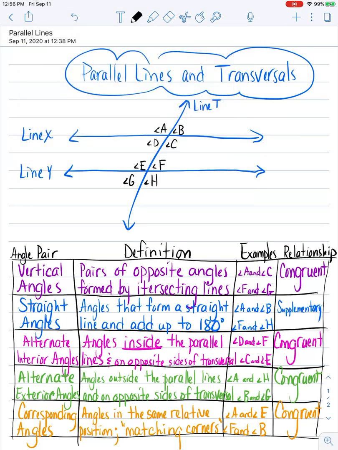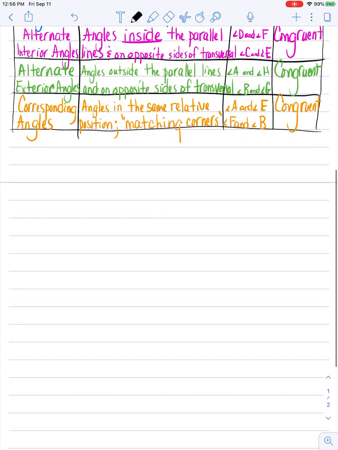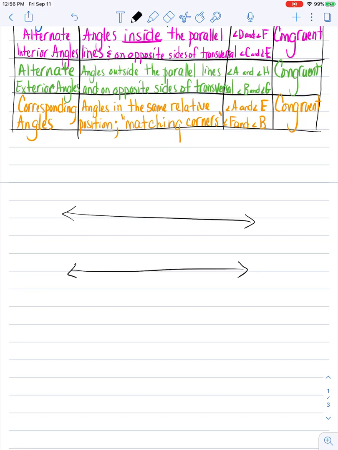Then, once you're familiar with these, we can use that information to actually find the measurement of angles. So let's draw this. Here are our two parallel lines. And let's make the transversal look like this. And then let's say that I give you this angle measure right here. Here's the beautiful part of knowing all of those angle relationships. Now, if I have one measurement, because of those relationships, I can find all the others.